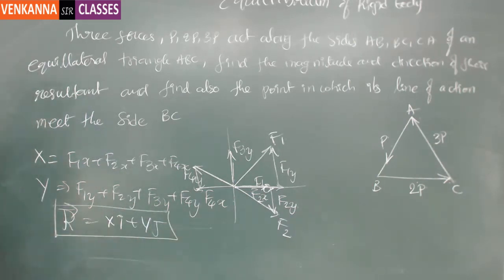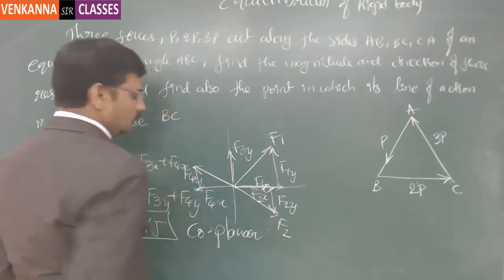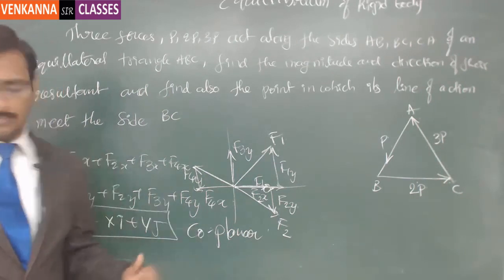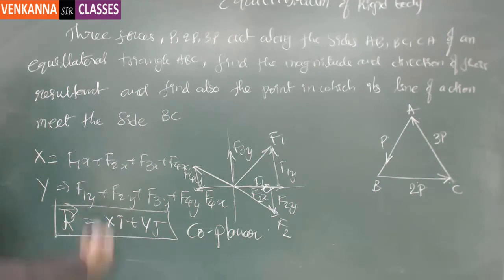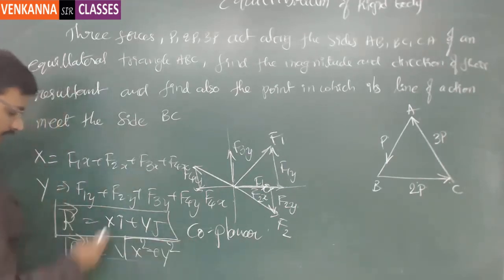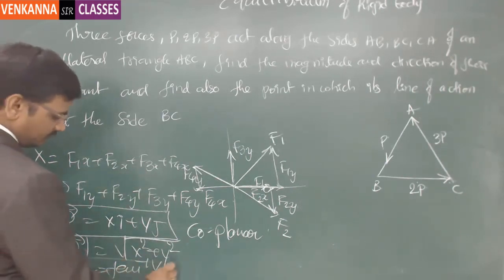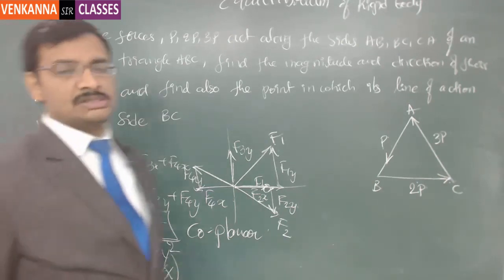So this is in the coplanar case. As I told you, though I am not specifying, we are always working with only coplanar forces. So Rx i plus Ry j is the resultant. From this you can calculate the resultant magnitude, which is the square root of Rx squared plus Ry squared, and the resultant angle theta is equal to tan inverse of Ry by Rx. This is the standard method we follow when multiple forces are present.